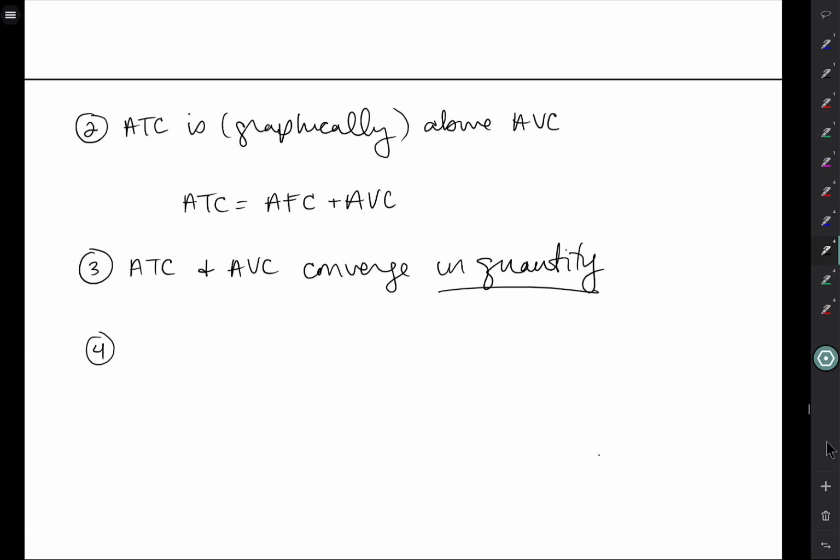All right, so ATC is graphically above AVC. ATC and AVC converge in quantity. And then the fourth one is ATC. I'm thinking. I don't have any notes. If you knew me or if you've ever sat through one of my classes, you know that I don't use any notes.